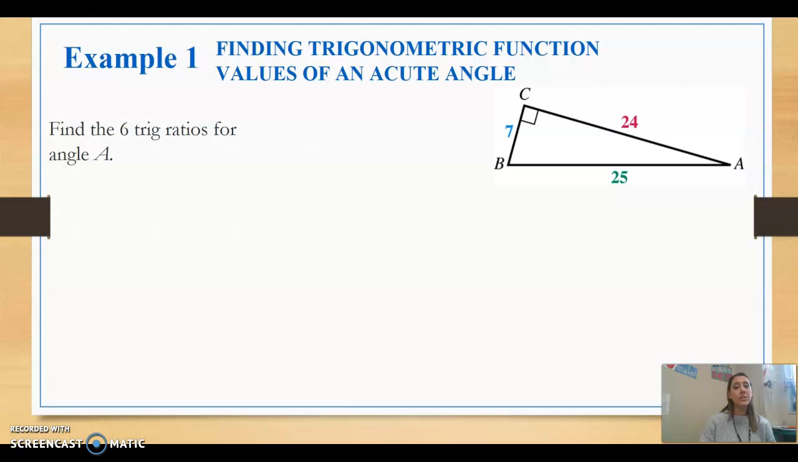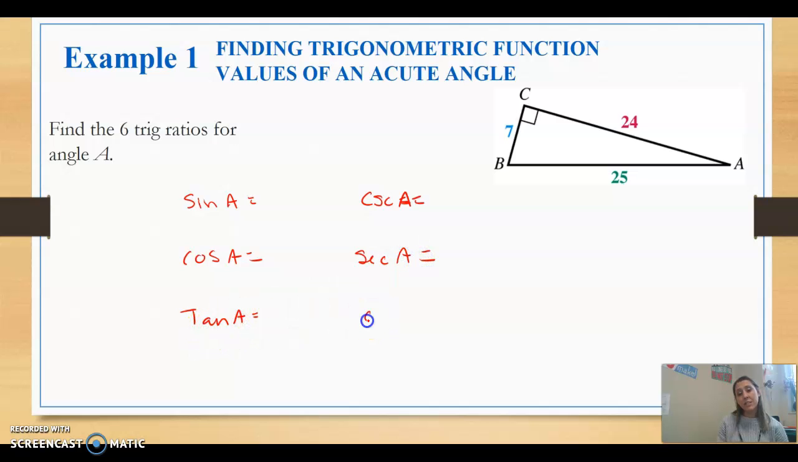And we are going to do an example. So if we were to find the 6 trig ratios for this, I do this the same way every single time. So I'm going to write sine of A, cosine of A, tangent of A, and then the reciprocal of sine is cosecant of A. Oops, I forgot the A. And then the reciprocal of cosine is secant, and the reciprocal of tangent is cotangent.